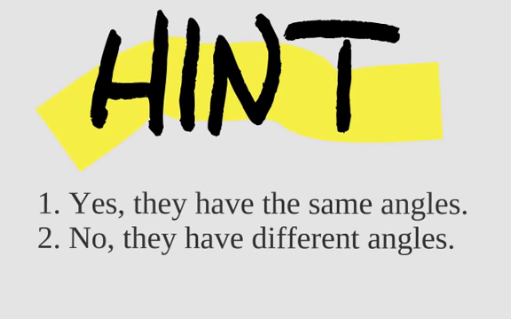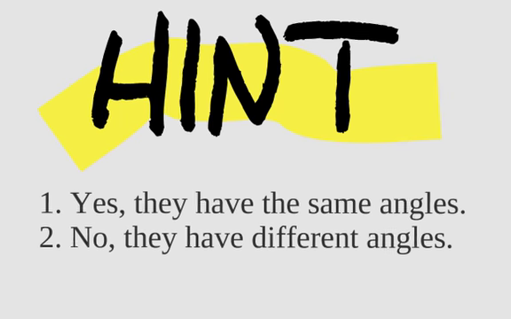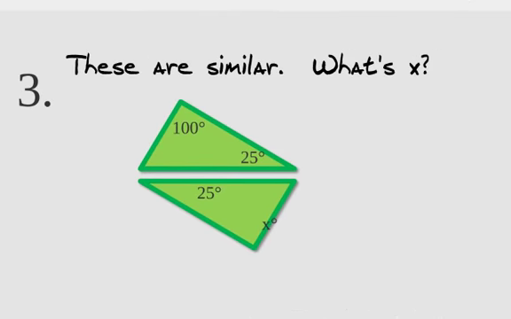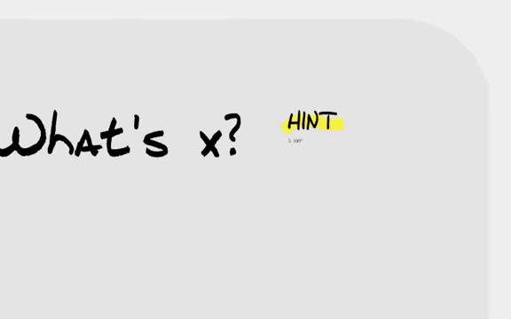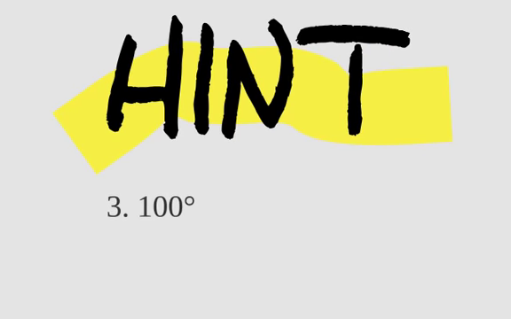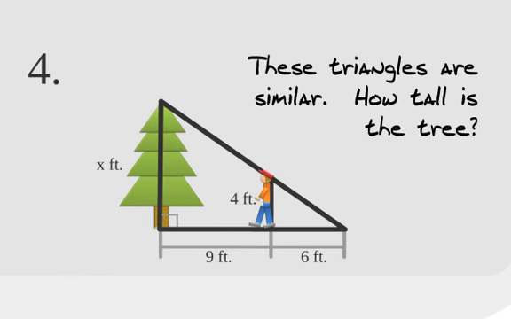All right. In one, they are, because they all have the same angles. They all actually equal each other. Whereas in two, they don't. They have different angles. Okay. Are these similar? Yeah, they are. And that x is 100 degrees.